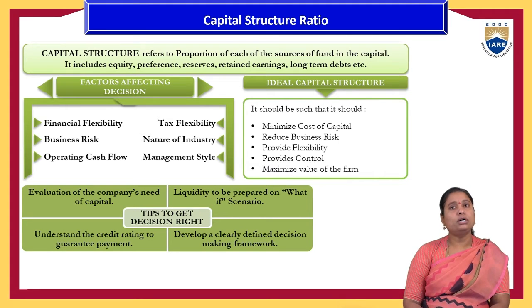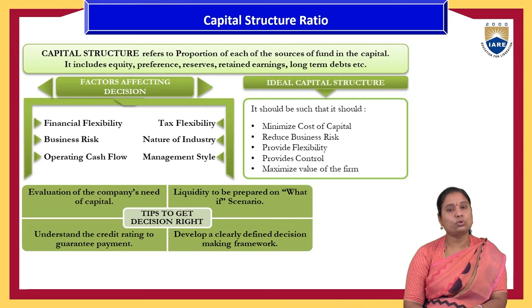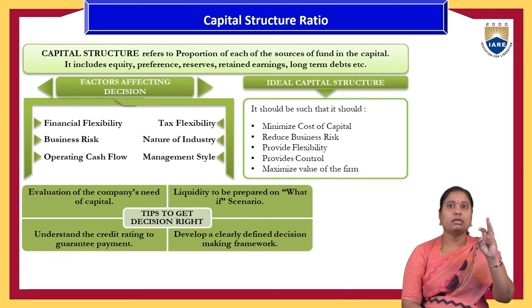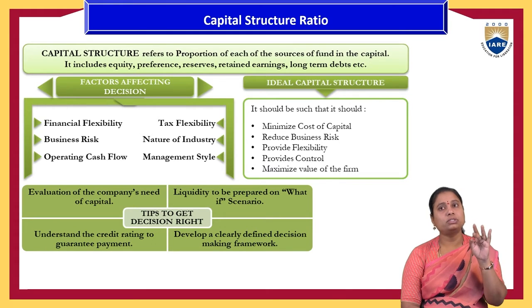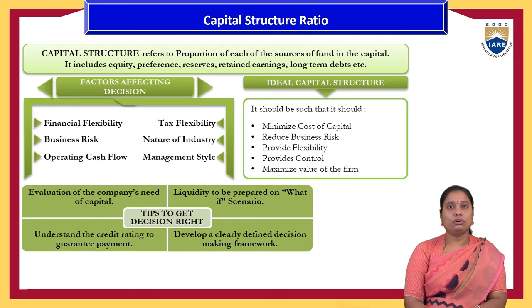It refers to the proportion of each source of capital fund to the organization. Those sources may be equity shares, preference shares, debentures, retained earnings, long-term debts, etc. There are so many funds, and out of them, they are taken into consideration.